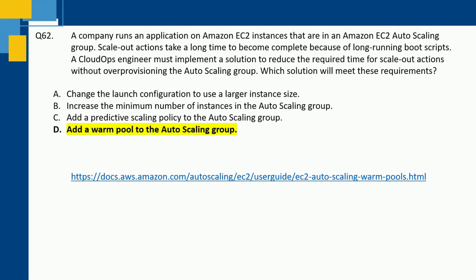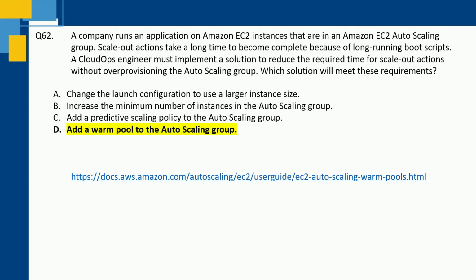Now option A introduces larger instances with more CPU and memory, but this does not reduce boot script execution time. Option B involves increasing the minimum number of instances in the Auto Scaling group. While it reduces scale out latency, it means over provisioning, which we want to avoid. Option C uses predictive scaling, which uses historical patterns to launch instances ahead of time. This can help, but it doesn't solve the issue if the workload is unpredictable.